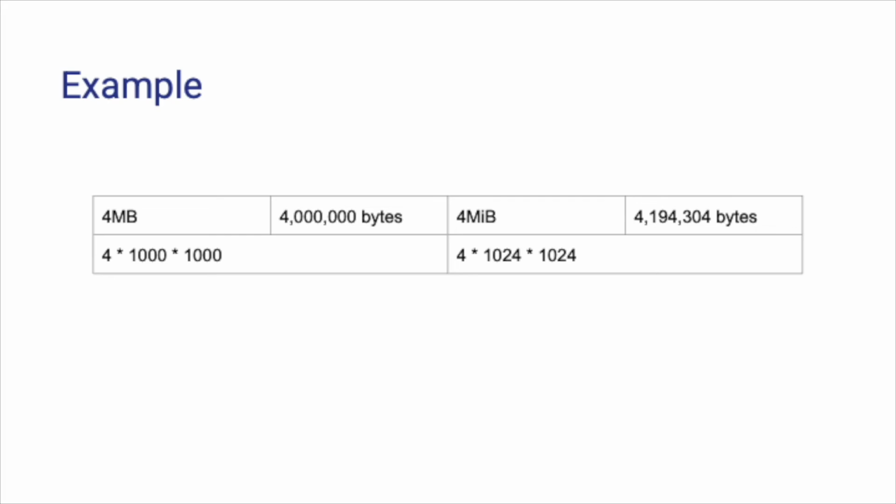So when you're working with megabytes, and if that's what the answer requires, you do 4 times 1000 times 1000, which gives you 4 million. And if you're working with mebibytes, you go with 4 times 1024 times 1024. You've got to be careful, and you need to check the required unit to work out what the answer is.